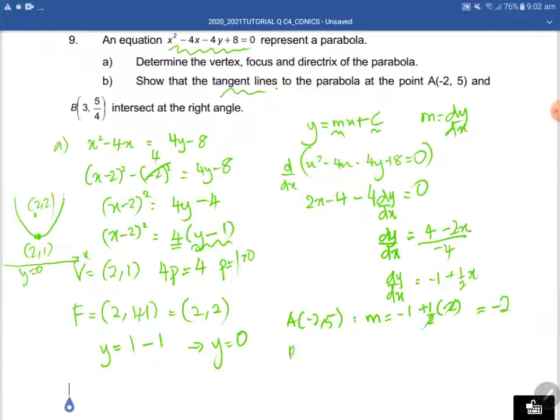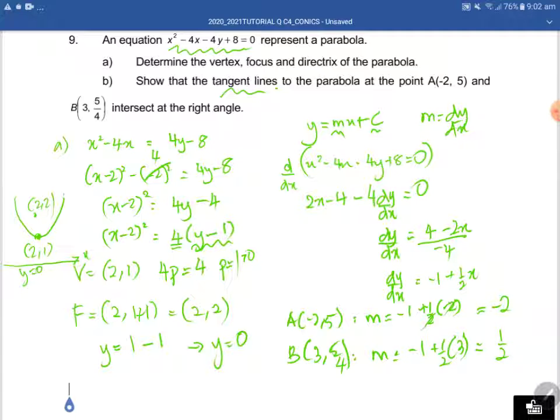But for point B, which is (3, 5 over 4), the gradient is equal to negative 1 plus 1 over 2 of 3. So 3 over 2 minus 1 is equal to 1 over 2.